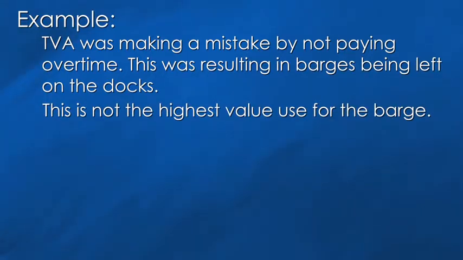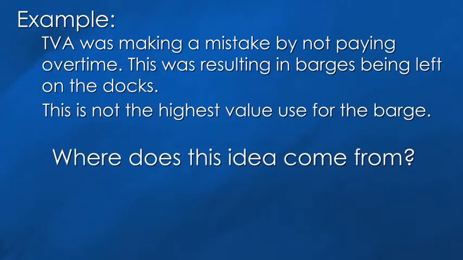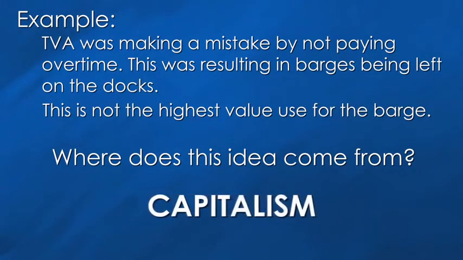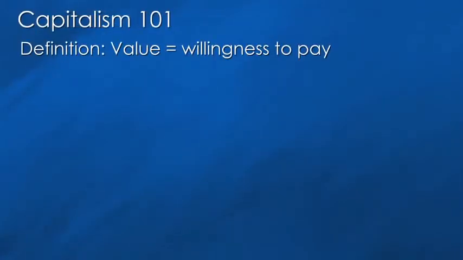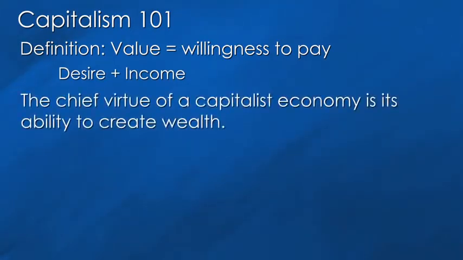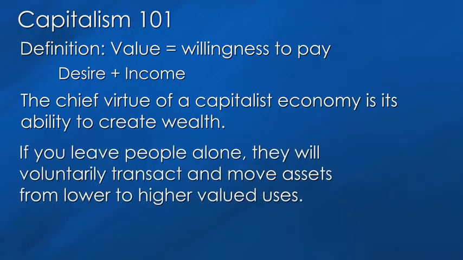Where does this idea come from? The basic idea comes from capitalism. In a capitalist society, wealth is created when assets move from lower to higher valued uses. And here we measure value by willingness to pay. That means you've got to want the good and you've got to be able to pay for it. And the chief virtue of a capitalist economy is its ability to create wealth. If you just leave people alone, they will voluntarily transact and move assets from lower to higher valued uses.